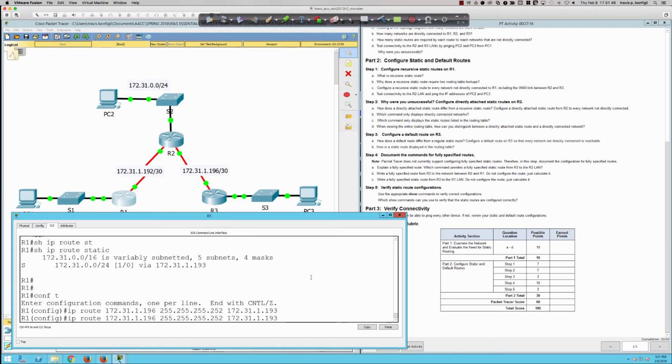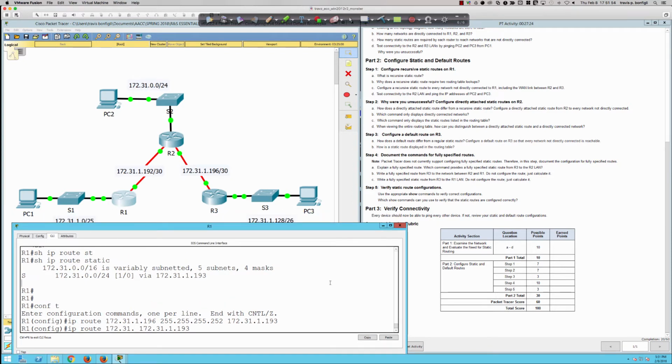All right, and then the last entry, which I'll pull back here, is 172.31.1.128. I needed a little more room. Oops, I'll get the subnet mask in here. And what is a /26?